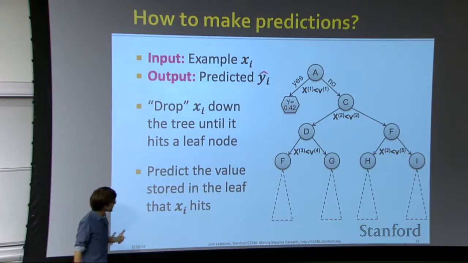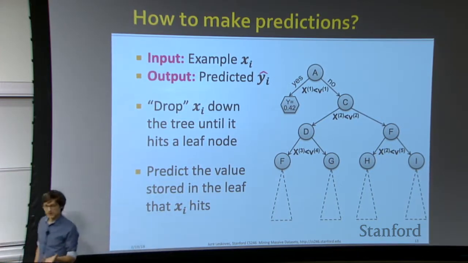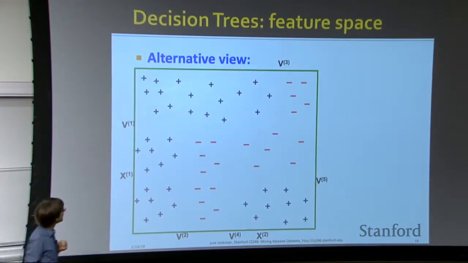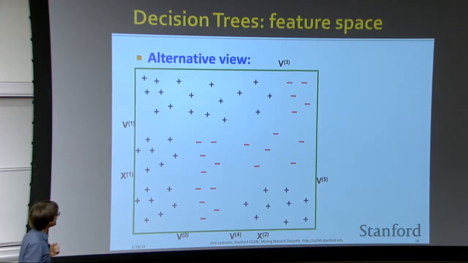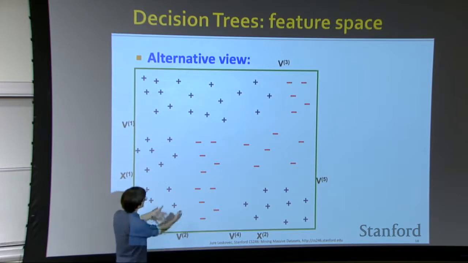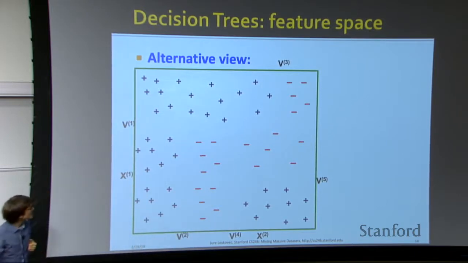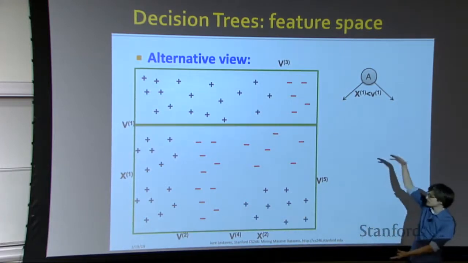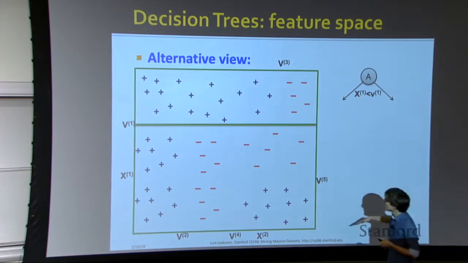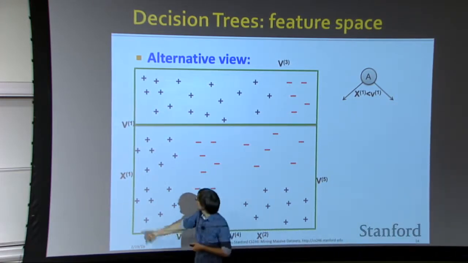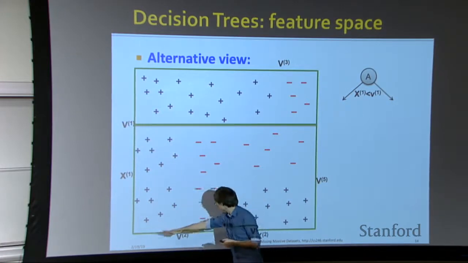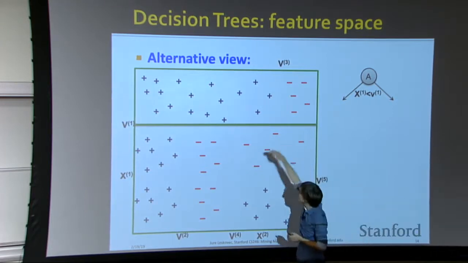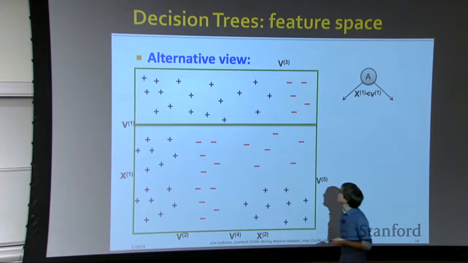Now the question will be, how do we build the tree? Given data, how do you build the tree? One way you can think of the data is the following. Imagine I have this type of data set in two dimensions. Then I can start building the tree at the top, and whenever I have a condition, I'm in some sense slicing this space into two. So imagine this is x1 and this is x2. If I'm saying x1 less than v1, then I have this green line, something is above it, something is below it.